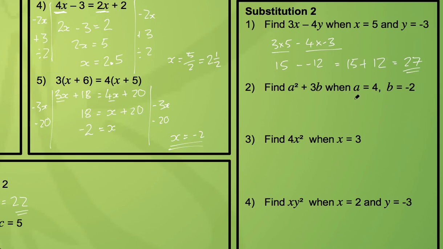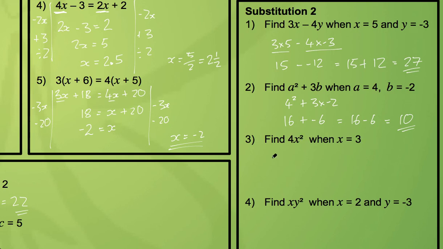a squared plus 3b, when a is 4 and b is minus 2. So I need to do the squaring first. 4 squared plus 3 times minus 2. 4 squared is 16, plus 3 times minus 2 is minus 6. That is the same as, if I've got two different signs, I just know I need to take away. So that's the 16 minus 6, which is 10.